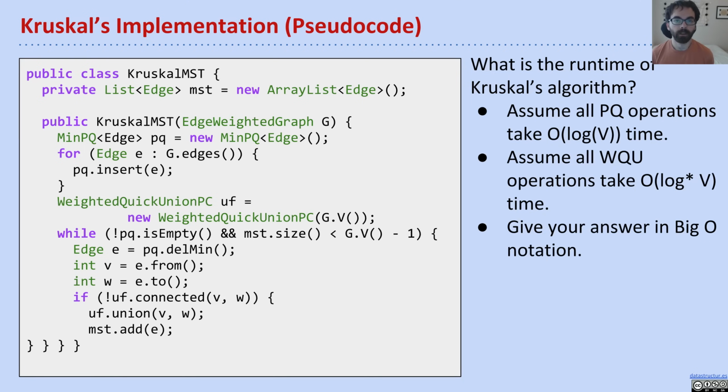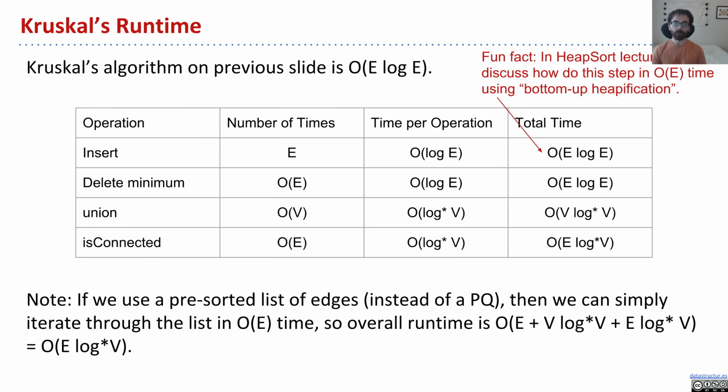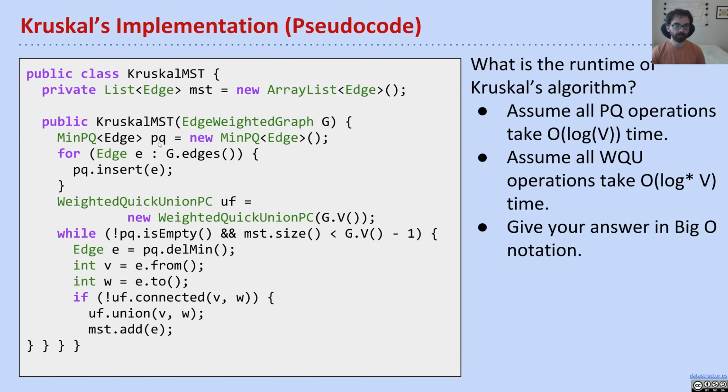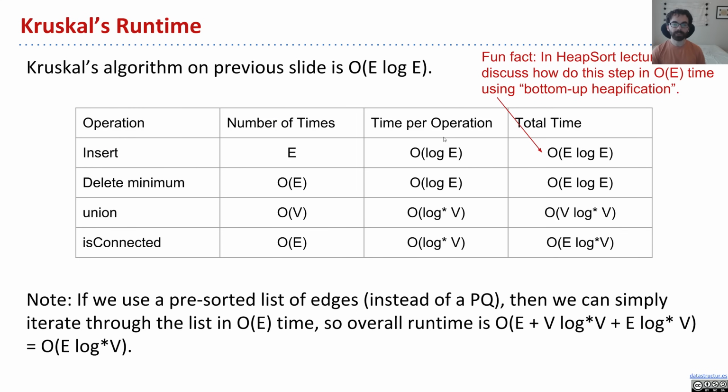Okay, so my answer is that the overall runtime is E log E. And the way it works is that the number of inserts is going to be exactly E because we insert all of the edges, and each of those takes log E time in big O notation. Now deletions, not every edge is necessarily deleted because we might finish the MST more quickly, so I'll just call that big O of E, and each of those takes log E time, so that's E log E again.